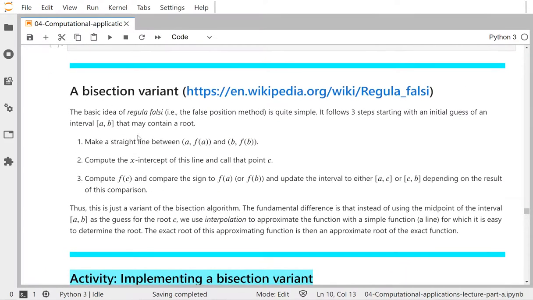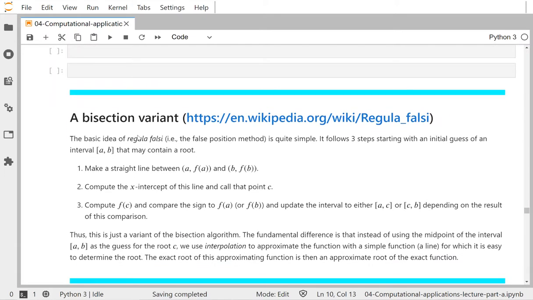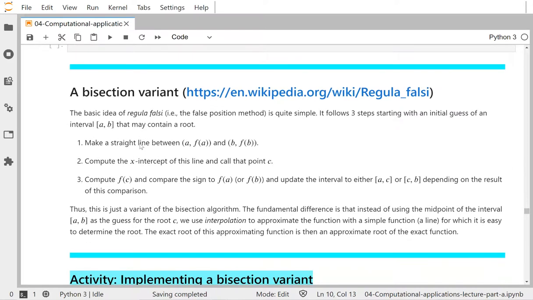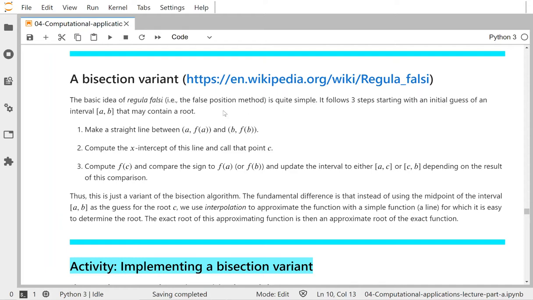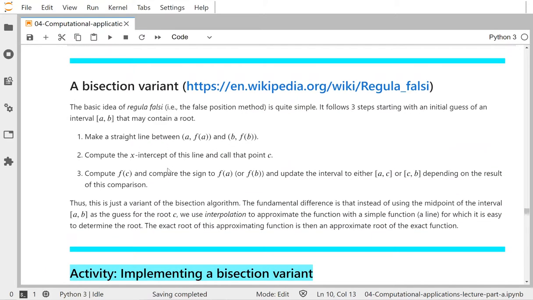So I'm going to stop this recording here. I think I've decided now, because it's actually gotten quite long already, that I'm then going to make a short one for the bisection variant, which is called the false position method. And actually, no, it's actually this short, so never mind. I'm going to keep going. Sorry, I'm going to keep going.